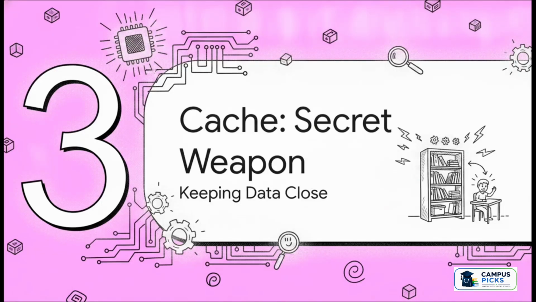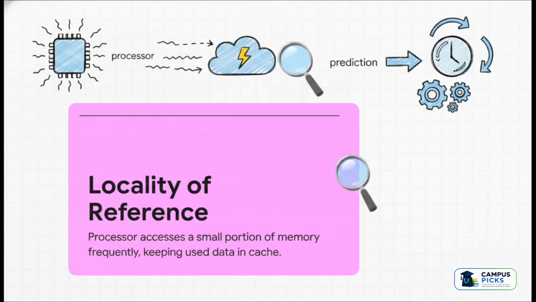Which brings us to arguably the most vital layer for speed, cache, the secret weapon for keeping data close. If our CPU is that efficient worker, the cache is the small, super fast bookshelf sitting directly on their desk, and it works almost like magic thanks to this essential concept, the principle of locality of reference. Basically, this is the tendency of a processor to frequently access a small, concentrated portion of memory. Because of this tendency, the computer can essentially guess what data and instructions you'll need next and keep them right there in the fast cache. It's literally predicting your next move to save time.